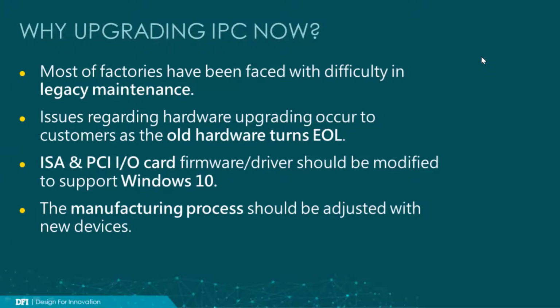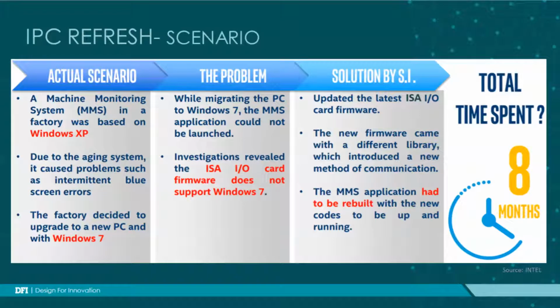A scenario shared from Intel. Customers use their own system called MMS, and the OS is based on Windows XP. Now they upgrade to a new PC with Windows 7, but the MMS system got a problem in the ISA I/O card because it doesn't support Windows 7. If updating new firmware and new drivers, it may take risk and a few months for development and verification. Therefore, the IPC Refresh program is designed to tackle this kind of legacy ISA card issue.